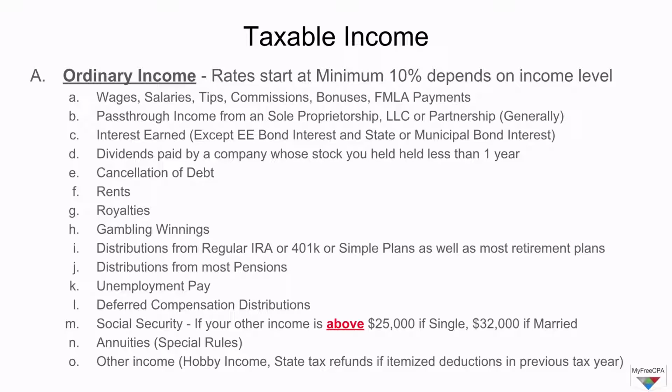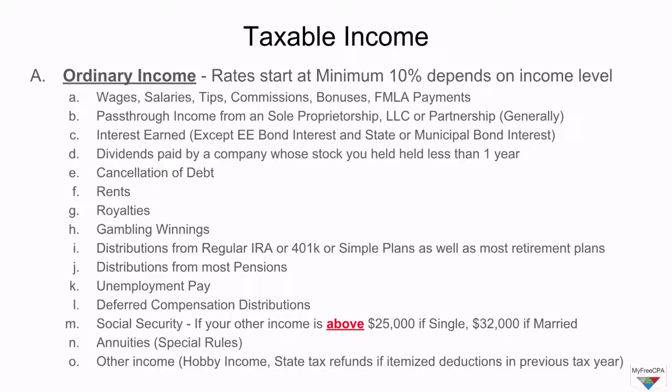Rents, royalties, gambling winnings, distributions from IRAs, 401ks, simple plans, KEOs, as well as most other retirement plans. Any distribution from a retirement plan in which you got a tax deduction for putting the money in, when that money comes out, you're going to be taxed at ordinary income tax rates, whatever the rate happens to be in that particular year. Distributions, again, from most pensions. Unemployment pay. Deferred compensation distribution. Social Security, if your income is above $25,000 and you're single, like so all other income, not including Social Security. So if all other income is above $25,000 or $32,000, then your Social Security becomes taxable.